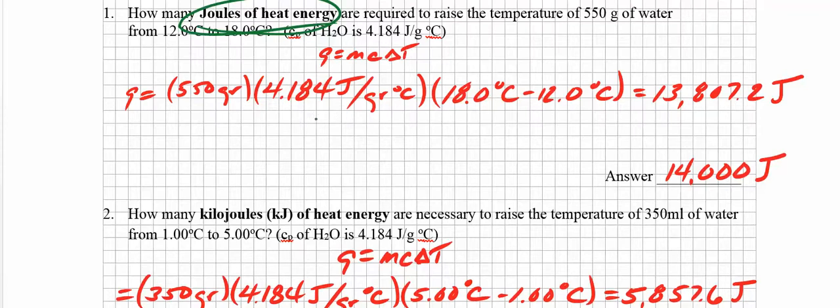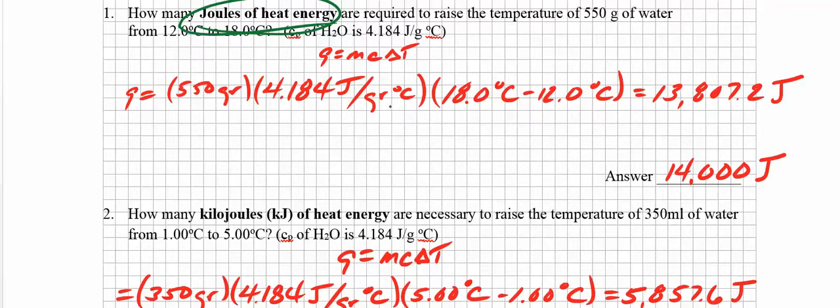It's nice to be able to remember that because water is such a common substance, but I'll give it to you on quizzes and exams. So if you don't absolutely have it memorized, don't worry about it. 4.184 joules per gram per degree Celsius. And then we're going to multiply that by the change in temperature.